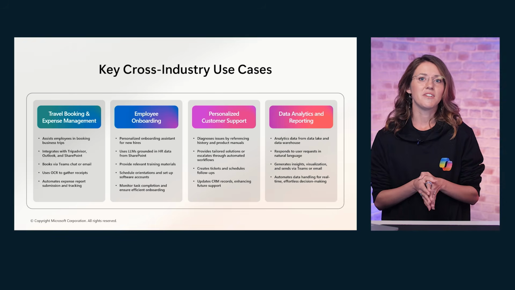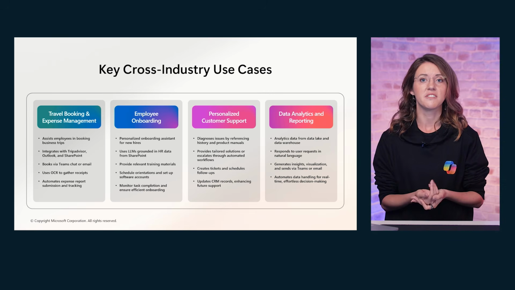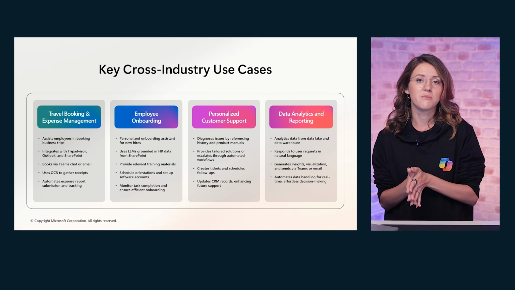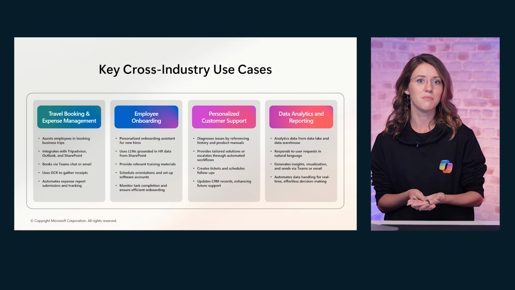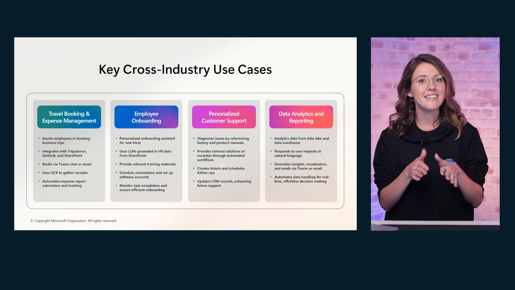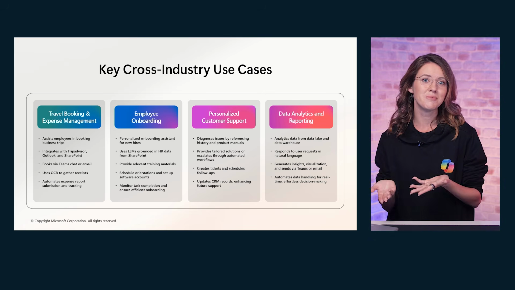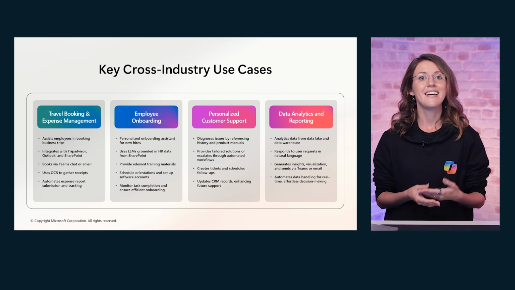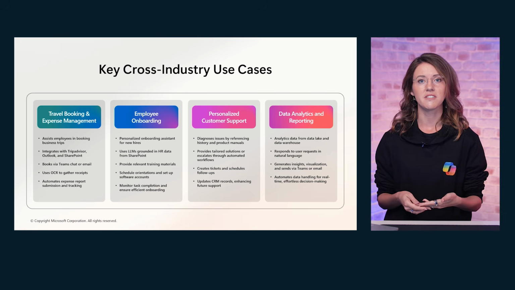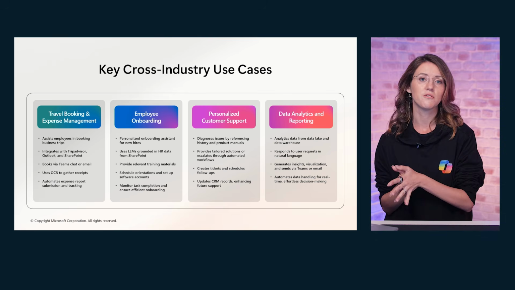Beyond industry-specific examples, there are also powerful cross-industry use cases. Take travel booking and expense management, for instance. By integrating with platforms like TripAdvisor and Outlook, AI agents simplify the booking process, making it easy for employees to manage their travel directly through Teams, chat, or email. In employee onboarding, large language models can create a personalized experience for a new hire, ensuring they receive the right training and support from day one.